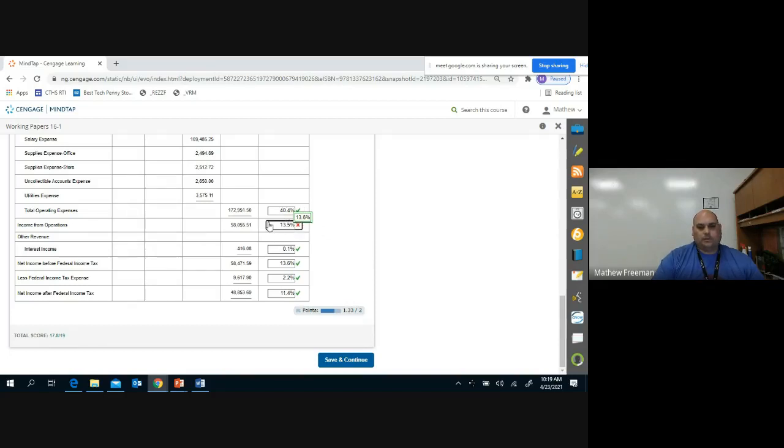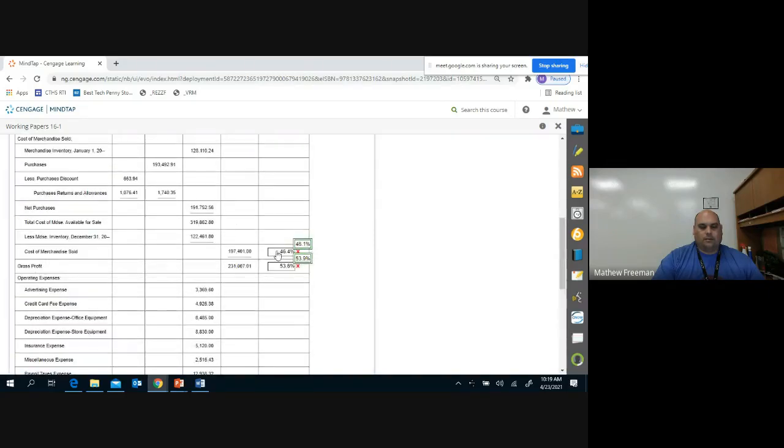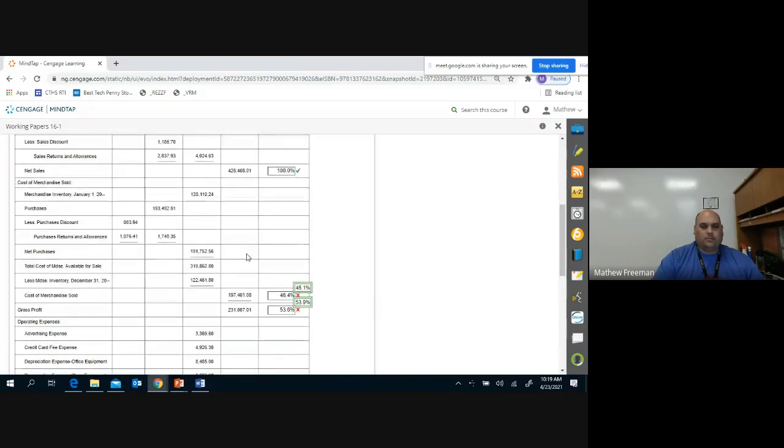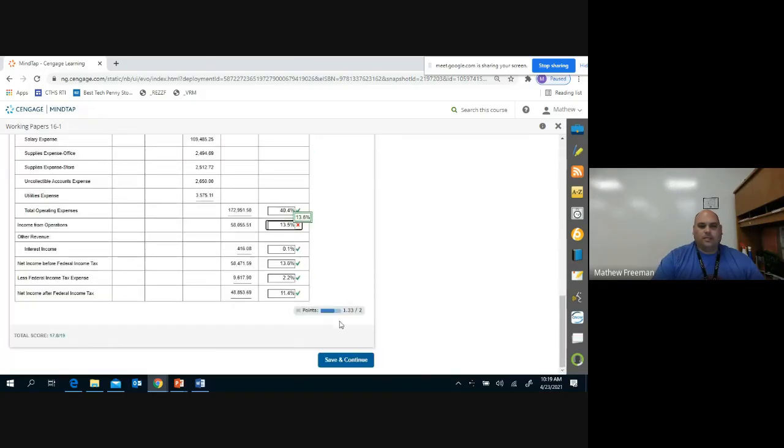So go through and double check those. The method was correct. I inputted something wrong trying to save time, but you get the general idea of what's supposed to be going on here.